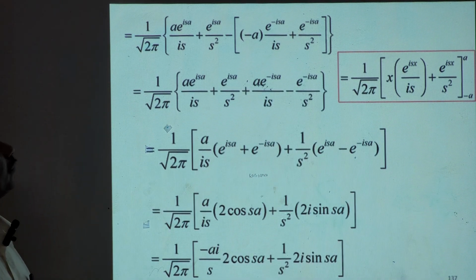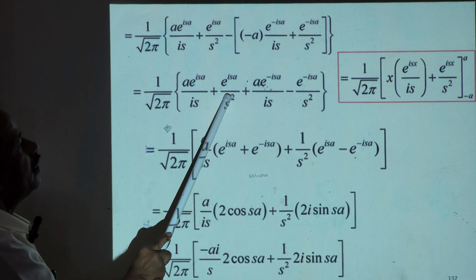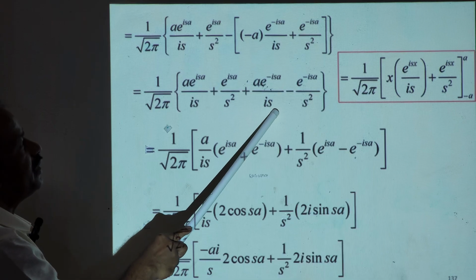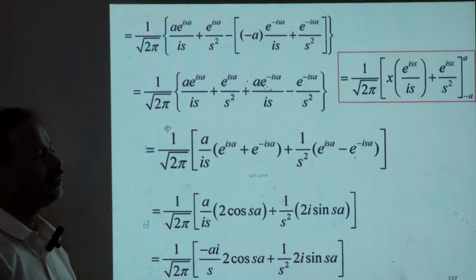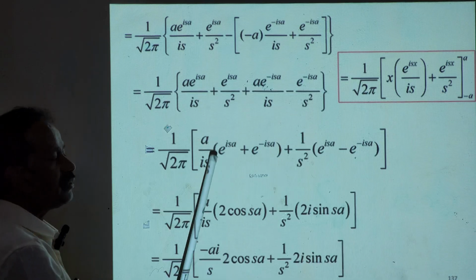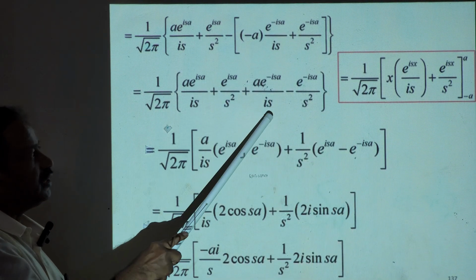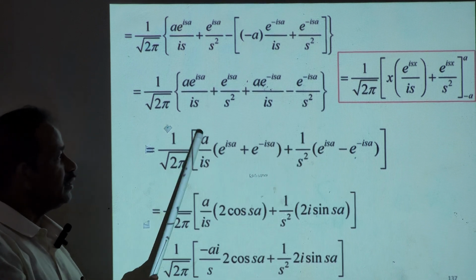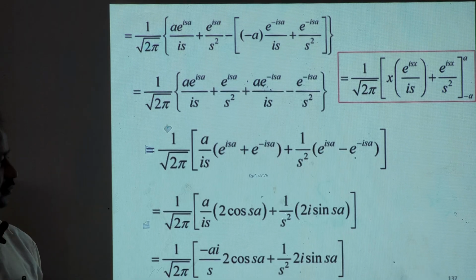Okay, now I have written the same thing here. And minus minus plus a e power isa divided by is, and minus plus minus e power isa divided by s squared. I have pulled s squared common. I have pulled is term. Here you have is term, here you also have is term, here you have s squared term. So 1 by s squared, a divided by is term. So that will give you this, and this will give you this.